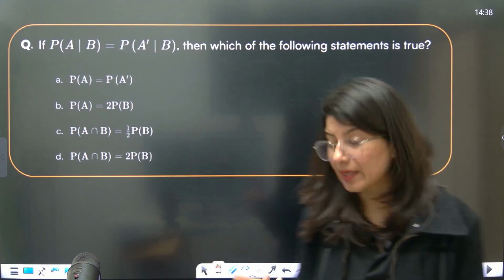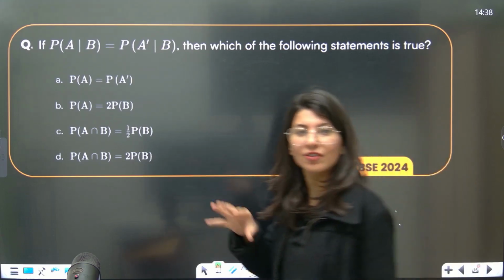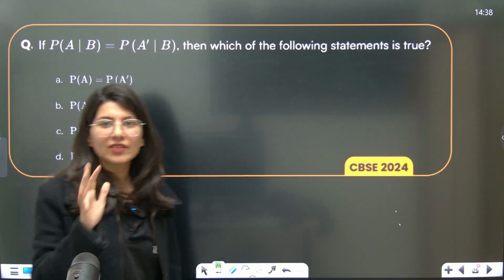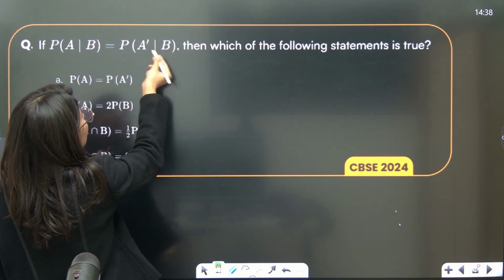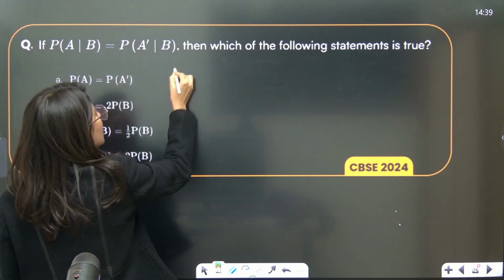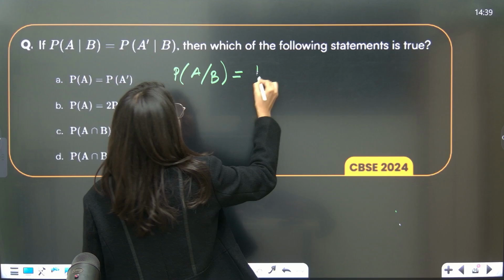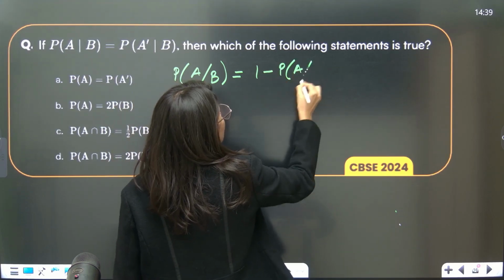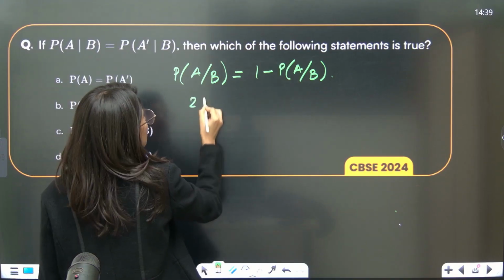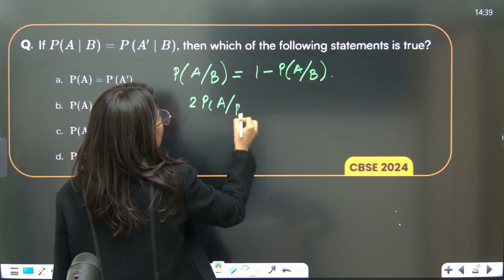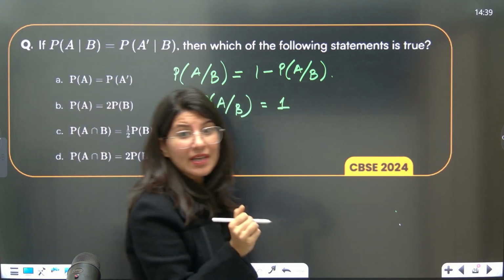CBSE 2024 MCQ. Your Ninja ma'am is bringing the latest questions in front of you. Are you getting this point straight in your head? Probability of A given that B has already occurred is probability of A bar... Oh, so we have to know the formula, ma'am. You just told us that probability of A given that B has already occurred is 1 minus probability of A bar given that B has already occurred. Now, ma'am, twice probability of A given that B has already occurred is equal to 1.